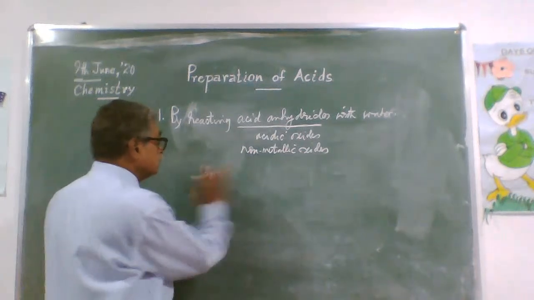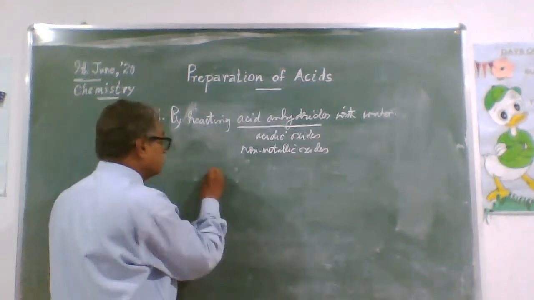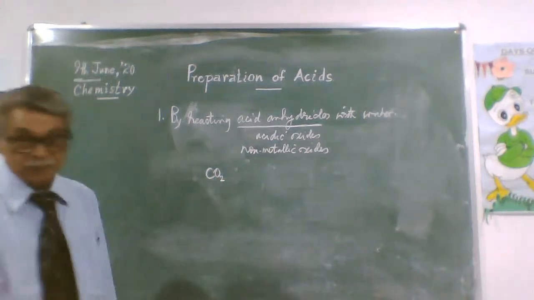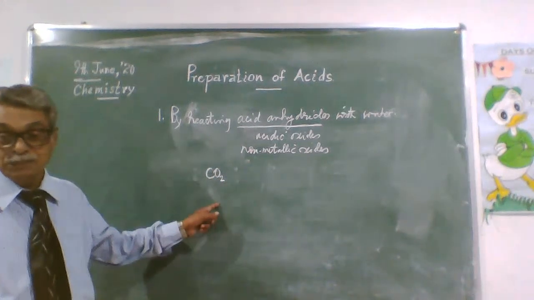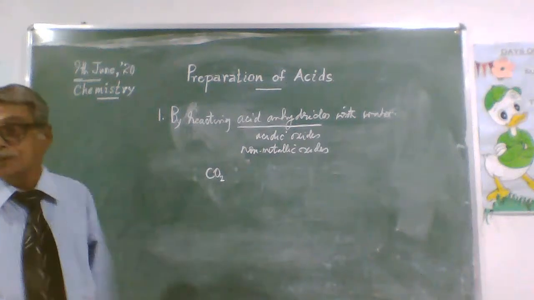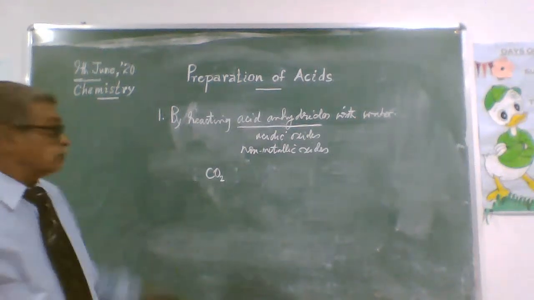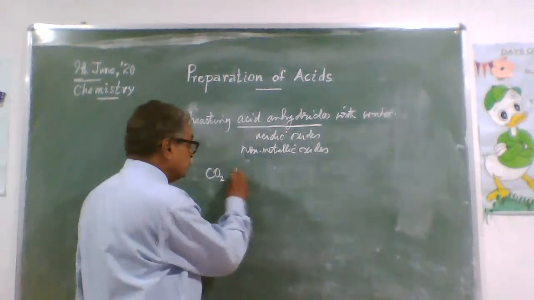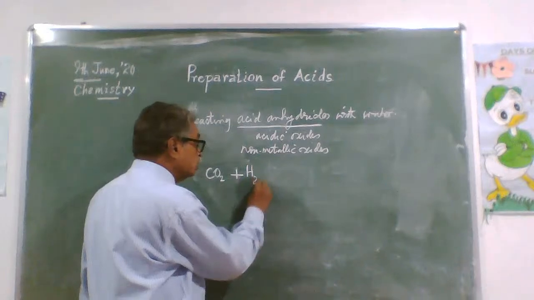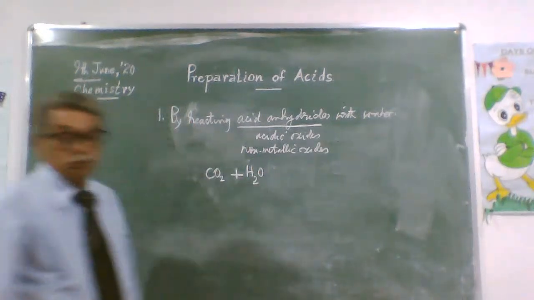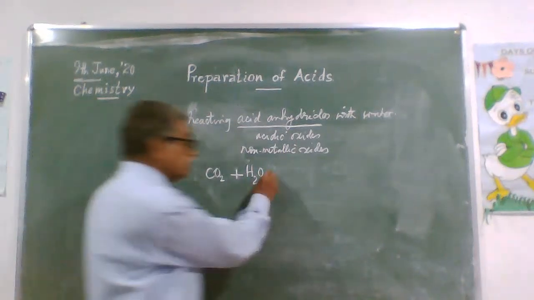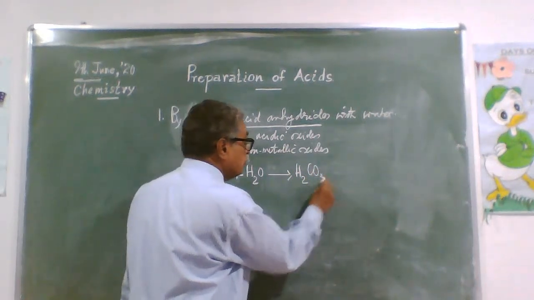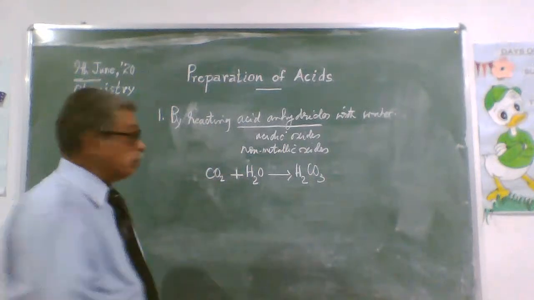Now there's a gas called carbon dioxide. You know this gas very well. Carbon dioxide is required by plants in photosynthesis. You dissolve carbon dioxide in water, or react carbon dioxide with water. The resulting product is H2CO3. This is called carbonic acid.